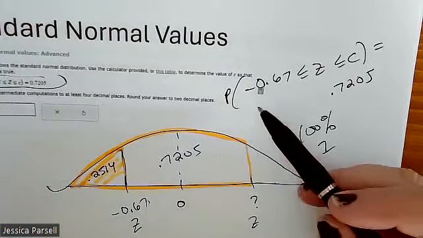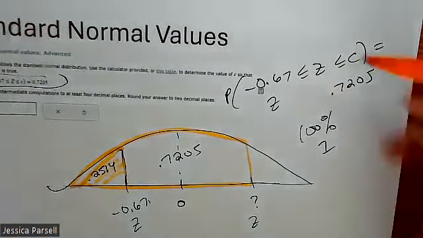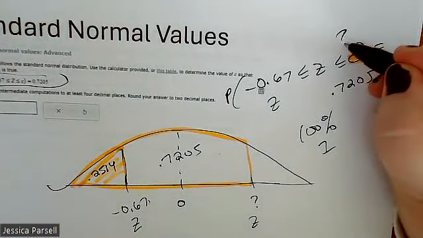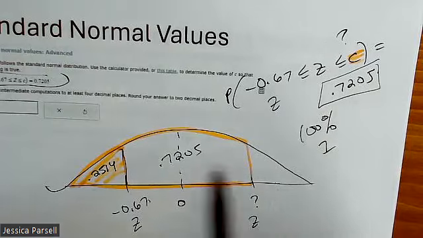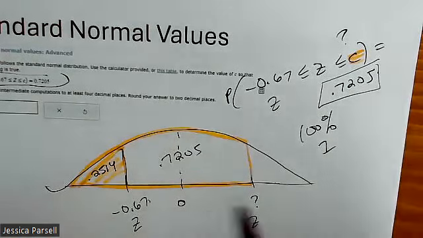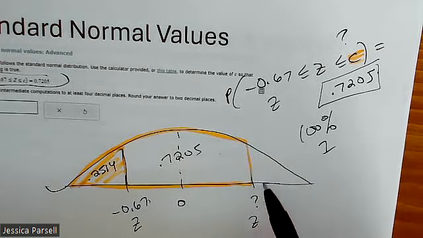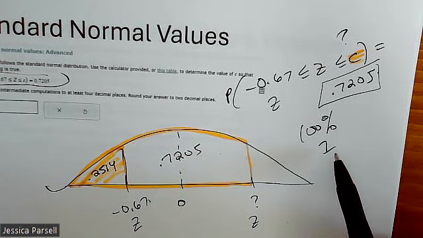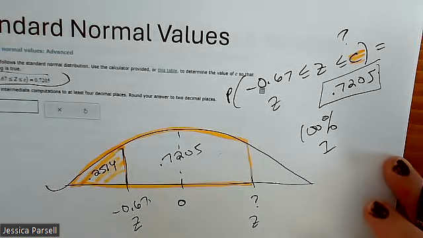The probability needs to fall between a Z-score of negative 0.67 and some unknown Z-score. Right? This is going to be the question mark. And it has to equal this chunk, 0.7205, which is, if we know the whole thing is 100%, 72%, it's going to be a large chunk. So what we know is that 100% of the area is under the curve. That's in percentage form, or if you're looking at decimal form, which they're working with, we know that the area under the curve is equal to 1.